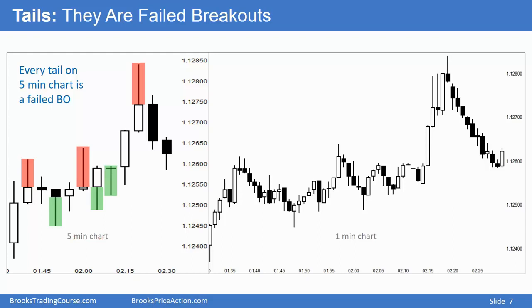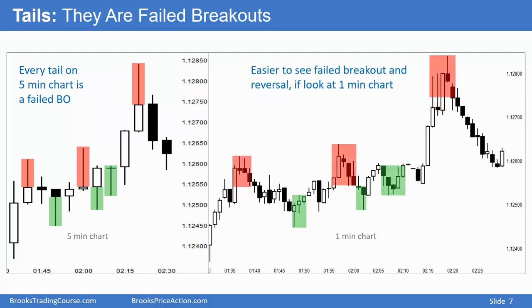Here's a 5-minute chart, and this is a 1-minute version of what took place on that 5-minute chart. It's easier to see the failed breakout if you look at the 1-minute chart. So look at this up and down on the 1-minute chart, a bull bar and then a bear bar. Over here, a tail on top, and over here, it's a big bull trend bar, and then a bear reversal bar, and then another bear entry bar. Anytime you see a tail, you know on some smaller time frame chart, a reversal is taking place. Here, a tail below this bar. On the 1-minute chart, the market goes down and it reverses up. Every tail is a failed breakout attempt and a reversal.